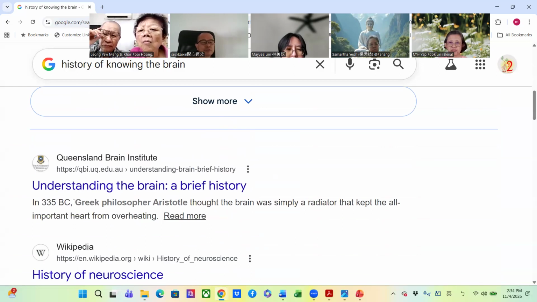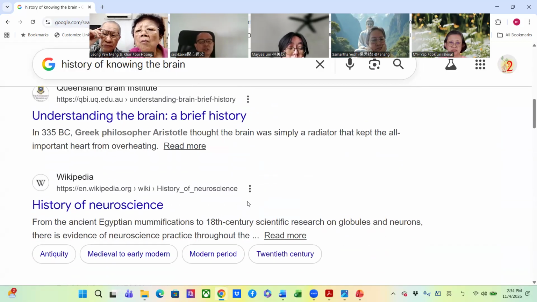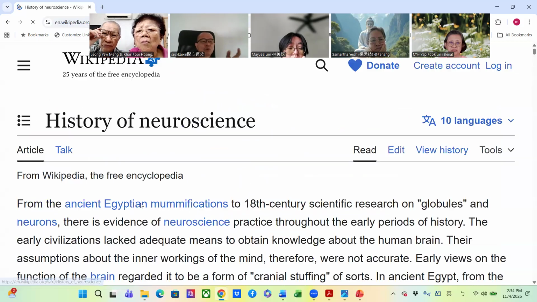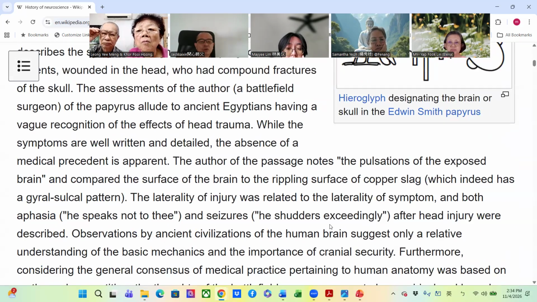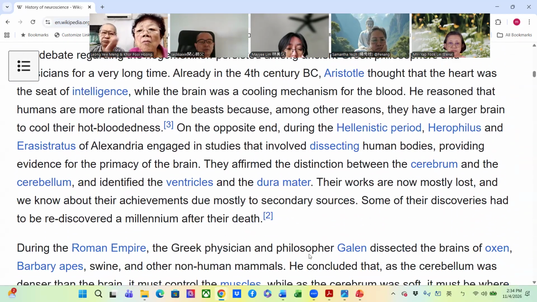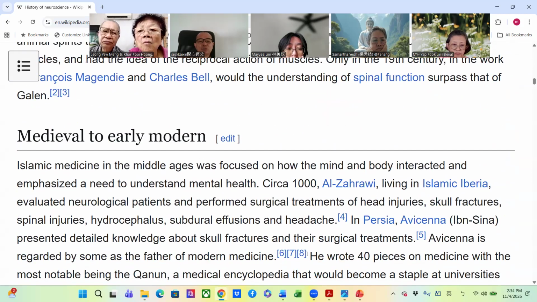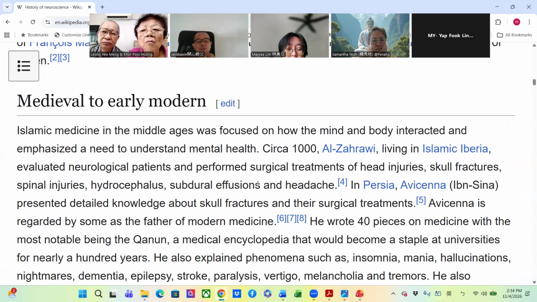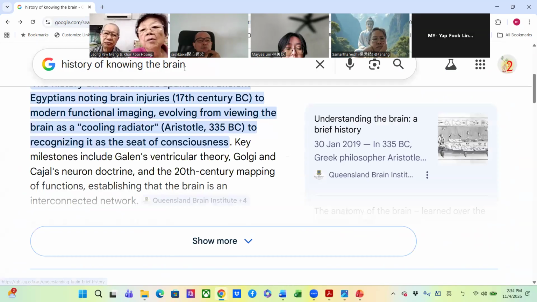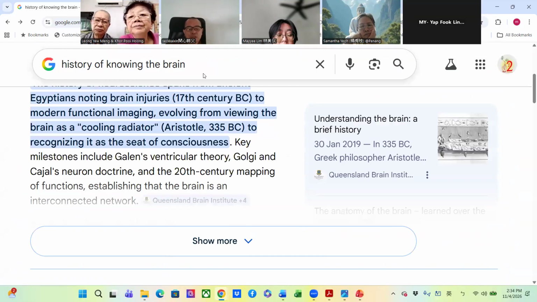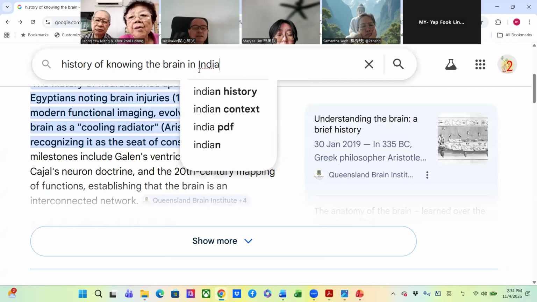Before Christ, 335. Shakyamuni's entering Nibbana is before Christ, 545. But the great understanding is not history. Let me take a look at modern science. Egypt, well, we still never think about that. Okay, the brain, then take a look. Medieval to the modern. I think maybe I have to find the history of knowing the brain in India, because Shakyamuni is Indian.